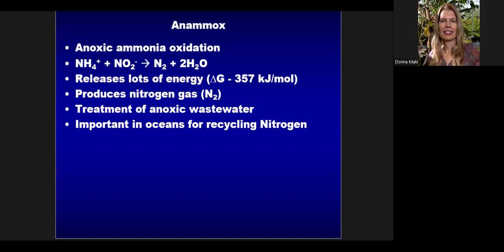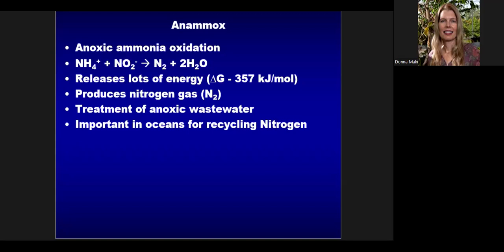It's also happening in oceans too. It's natural. And it's part of the nitrogen cycle. When you think about dinitrogen in the atmosphere and then that getting fixed, and then it's got to go back up and just go round and round and round. So we have a nitrogen cycle on planet Earth.